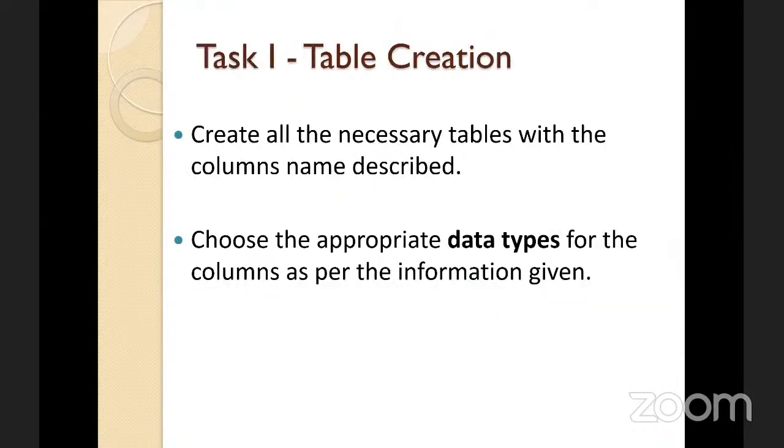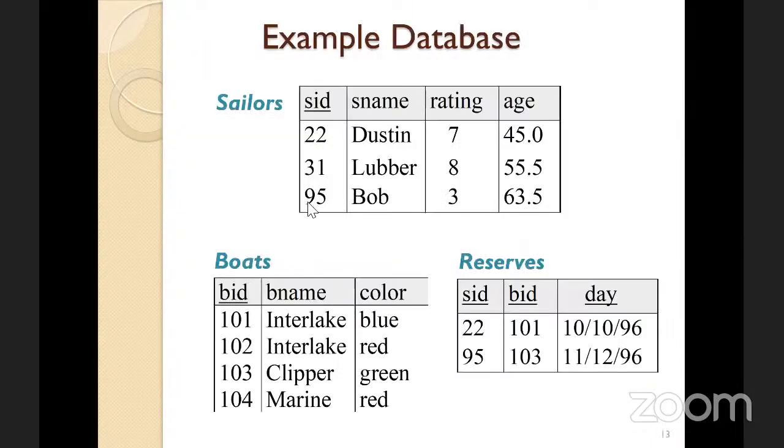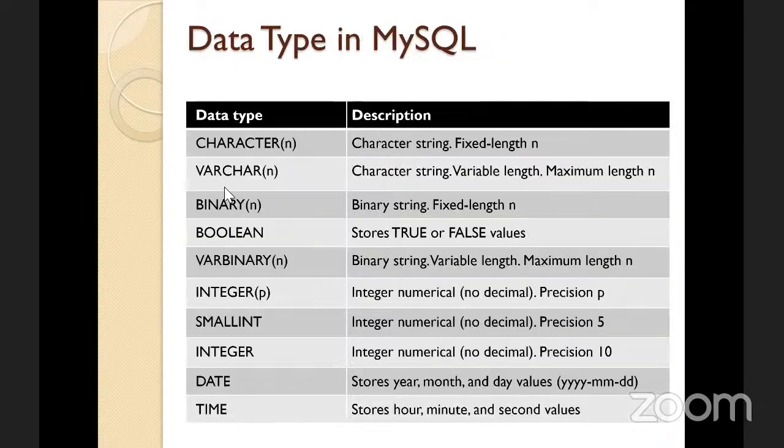For creating tables, you need to decide the columns, and then choose proper data types for these columns: name, rating, age, right? Various data types are supported in MySQL. Character n means fixed length. For example, if you say name character 10, then name takes a maximum of 10 characters. It will not take beyond 10. But when you write varchar 20, then up to 20.